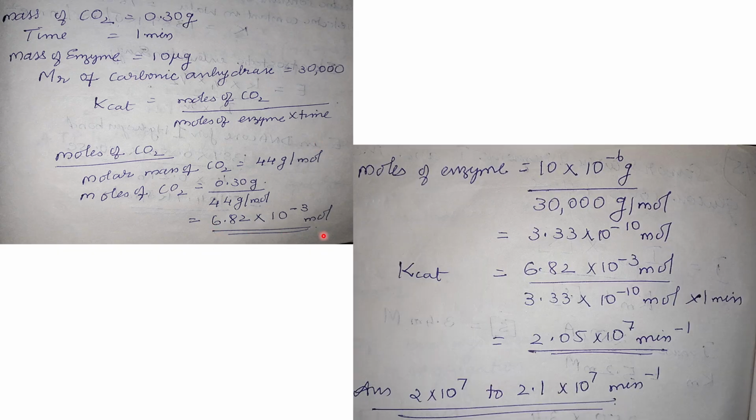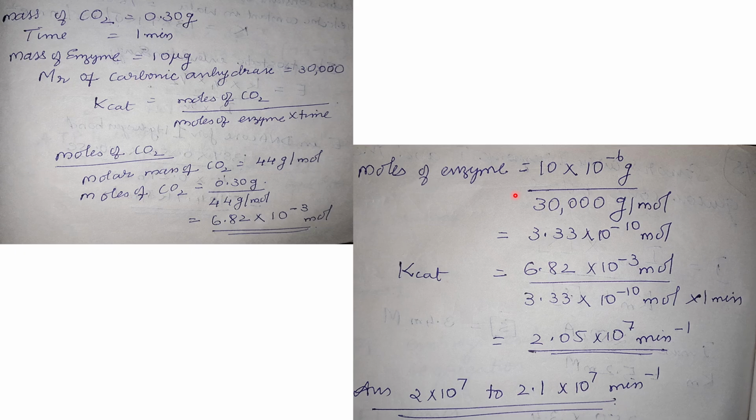So first we have to calculate the moles of carbon dioxide. We know the molar mass of carbon dioxide is 44 gram per mole. So moles is equal to weight divided by molecular mass. That will give you 6.82 into 10 raised to minus 3 moles.